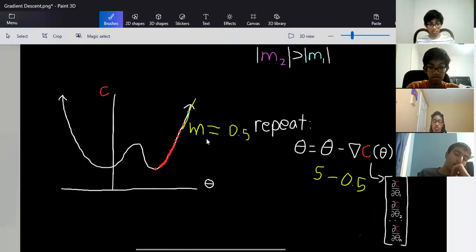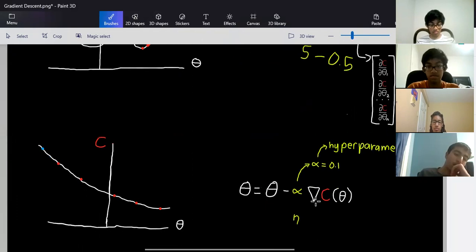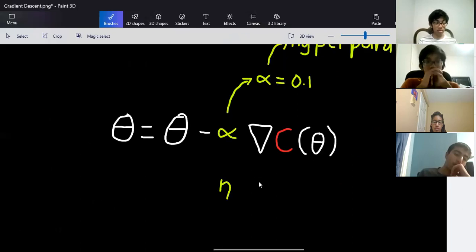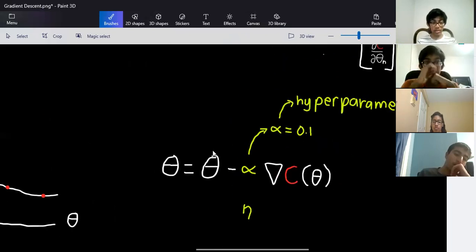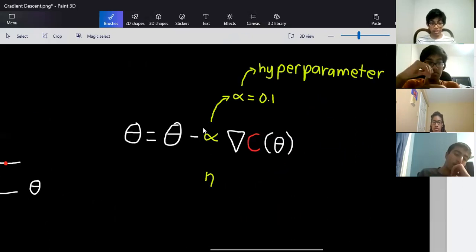So theta can change more quickly or more slowly, depending on how we set this hyperparameter, alpha or eta, but in general called the learning rate. Making sense? Is there some equation to find out the hyperparameter, or is it just through experimentation? Oftentimes at the beginning, it's just going to be through experimentation. Later on, we'll look at other ways.